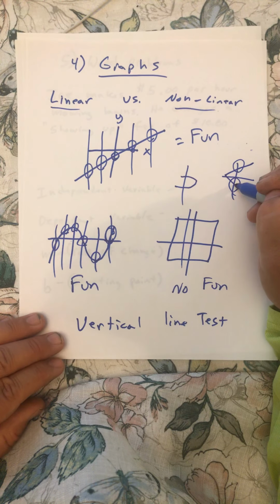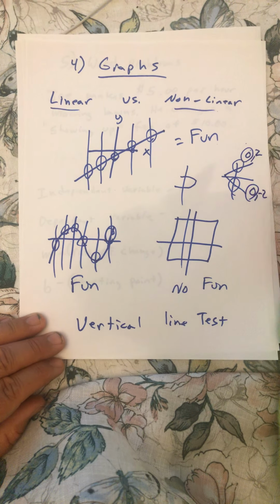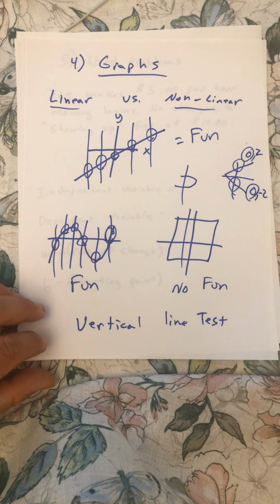So let's just say this point here is, what would that be? 0, -2. Let's say this would be like 0, 2. And any way you look at it, my x values both have 0. So therefore the 0 is being repeated. Therefore it's no fun, not a function.